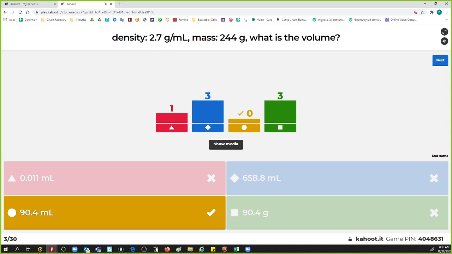So the reason for putting that gram one there is to use as a distractor if the unit got you wrong. So assuming you got the right answer, 90.4, but you weren't paying attention to the unit, that would lead you to put grams.